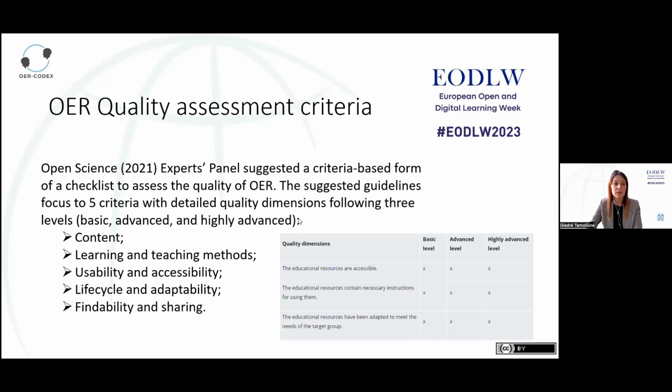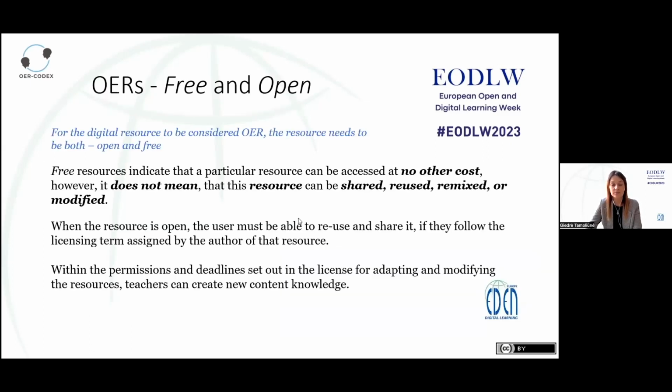And here, in this training material, we provide a quality assessment instrument provided by the Open Science Experts Panel, where they suggest a criteria-based form of a checklist to assess the quality of open educational resources. And these guidelines focus on 5 criteria with detailed quality dimensions following the basic, advanced, and highly advanced levels.